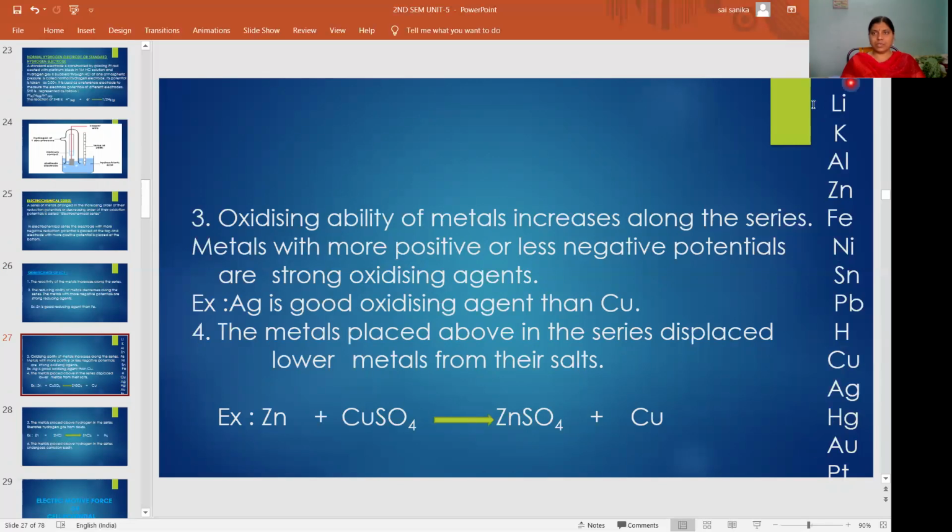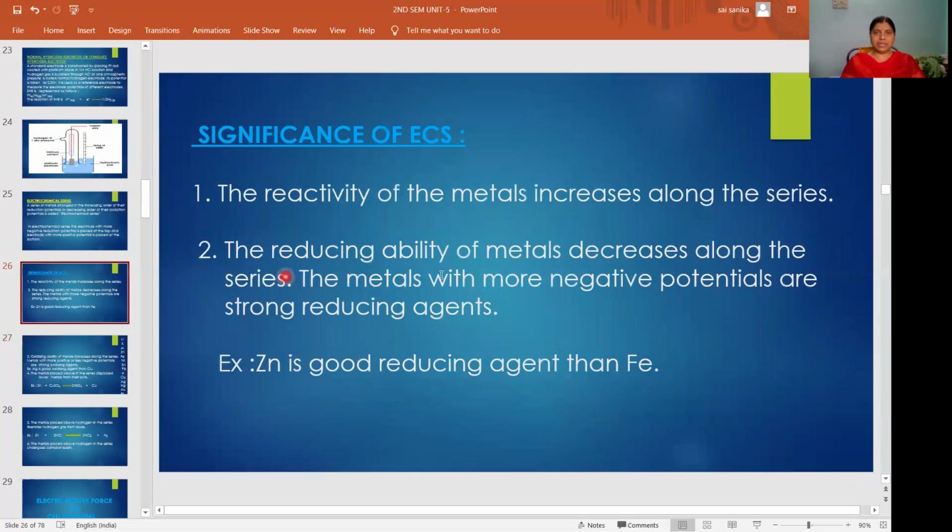So more negative reduction potentials are placed at the top of the series and positive reduction potentials are at the bottom of the series. So here what we are saying, the reducing ability of metals decreases along the series. It means from the top to bottom, what is happening? Its reducing ability decreases.